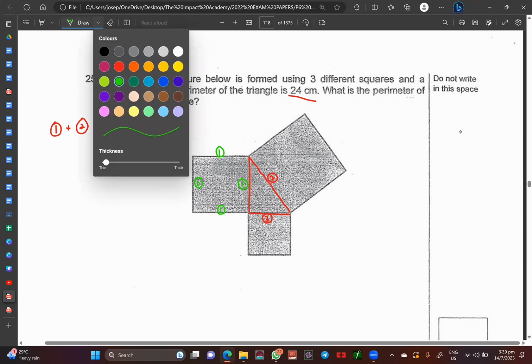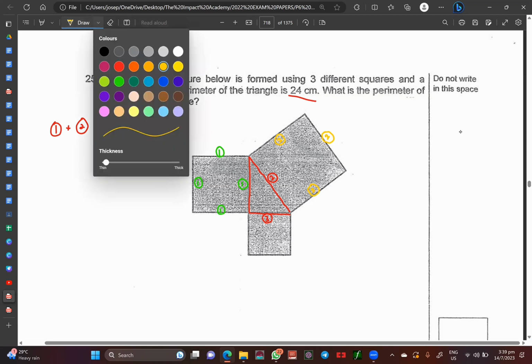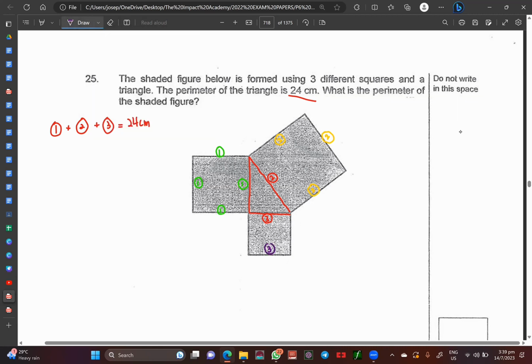All right, and then on the other side, let's talk about number 2, okay? If this is number 2, isn't it true that this is also number 2? Now, if you're wondering why, because this is a square. You agree so far? So we have number 2 over here, and then we have number 2 over here as well. And finally, for number 3, we have number 3 over here, we have number 3 over here, and we have number 3 over here.